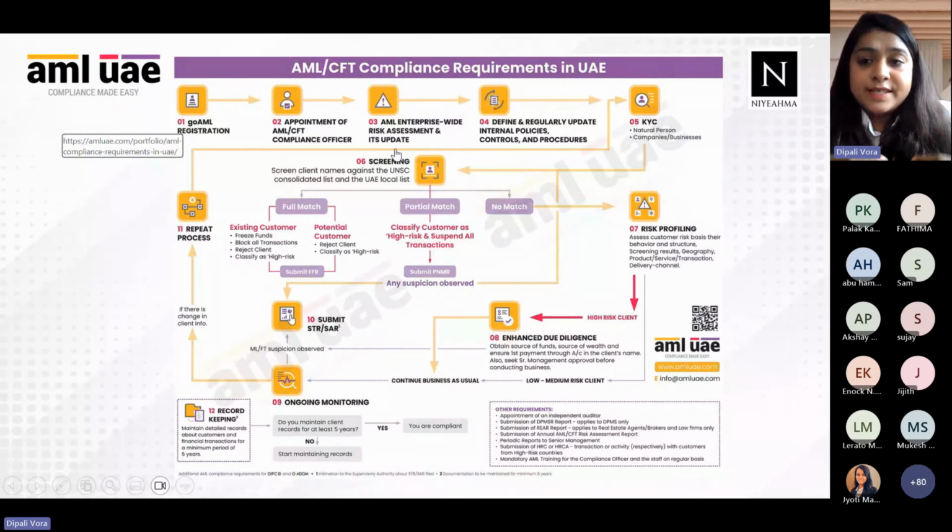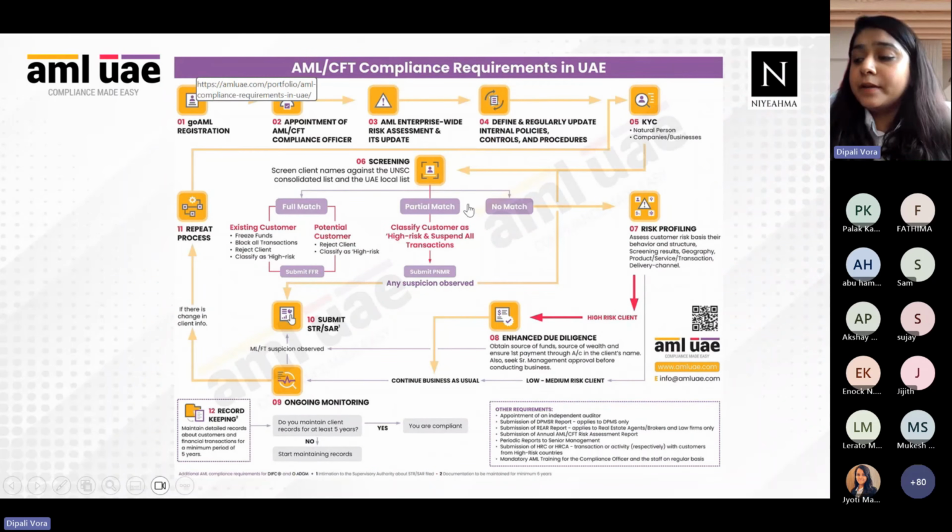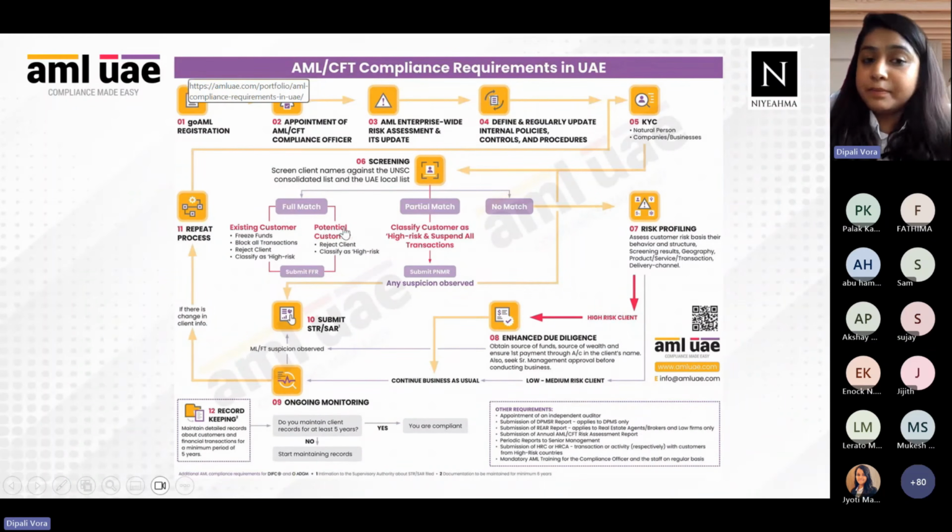At the point of KYC, step number 5, we are required to have ID proof and address proof, and then we screen them. Screening can be done manually or through software. Now, in this part, we have certain reporting obligations, like filing a fund freeze report and filing a partial name match report. But in what cases do we do that?